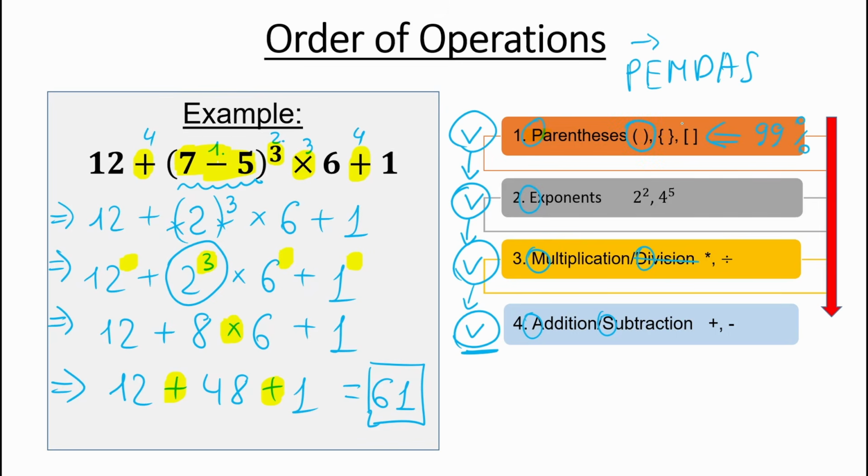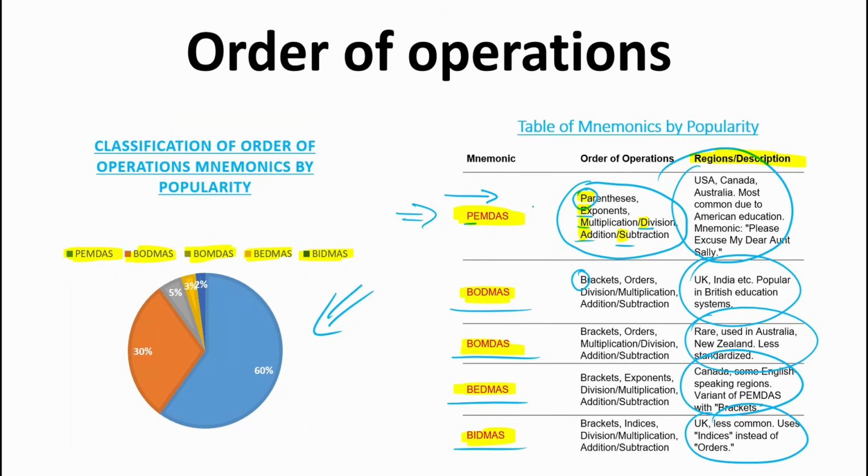According to BODMAS, the first one is brackets, so it means this type of brackets. In terms of a different order, we have this type of squiggly bracket, but it doesn't matter. We are talking about grouping symbols, so that's why every order of operation is absolutely the same. We are talking about PEMDAS, BODMAS, every order of operation.